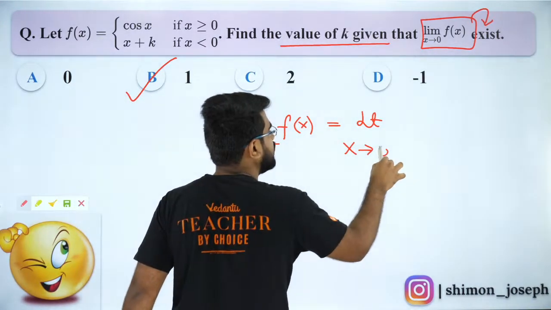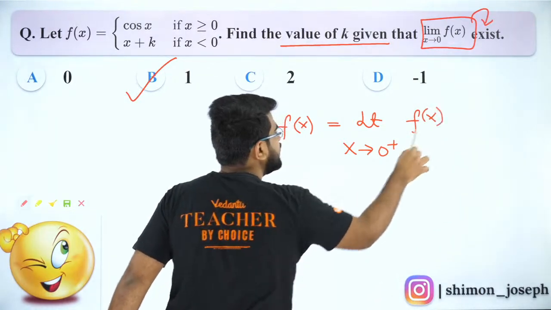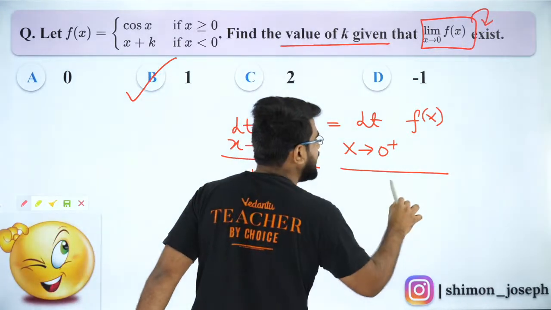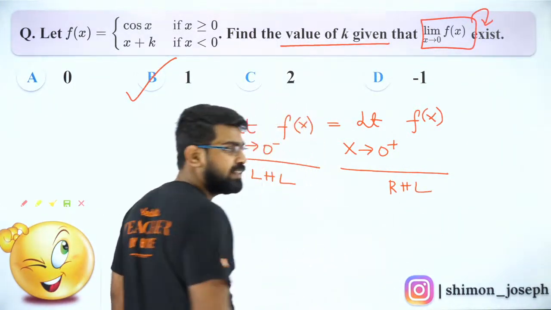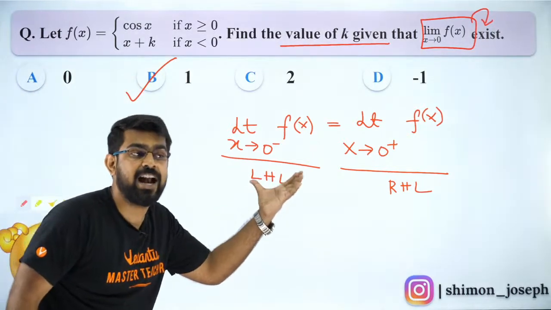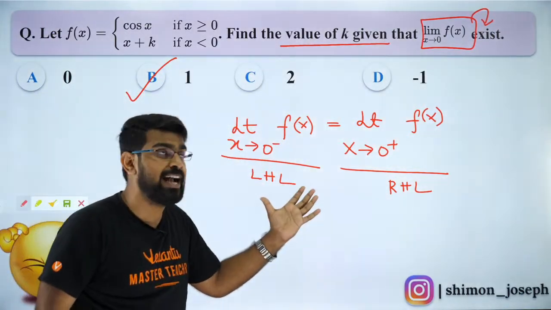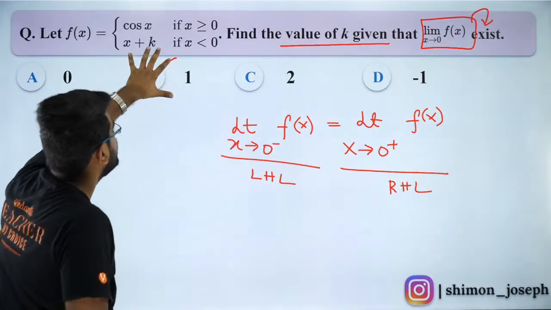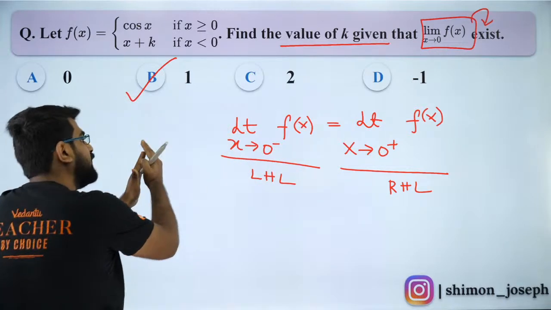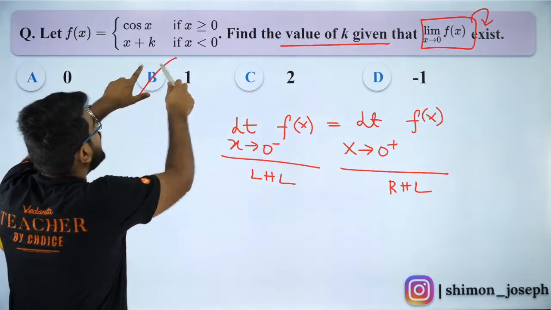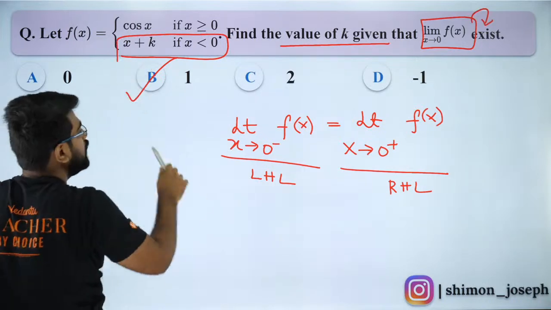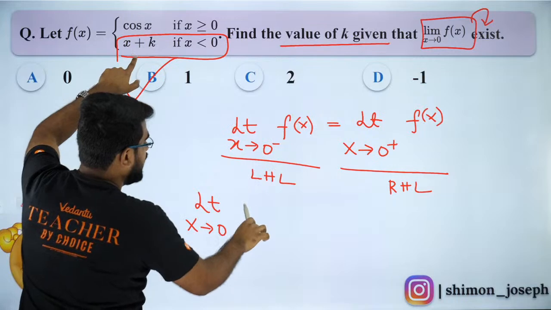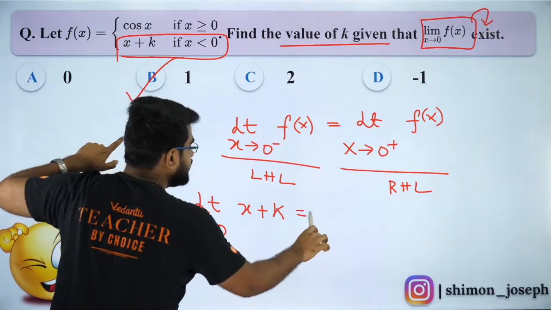Did you all understand that? So this is my left hand limit. That should be equal to my right hand limit. So that is the first starting point because I draw that from the question. Now what is the left hand function? Left hand means to the left side of 0, that means less than 0. So it will be limit x tending to 0 of what function? x plus k.